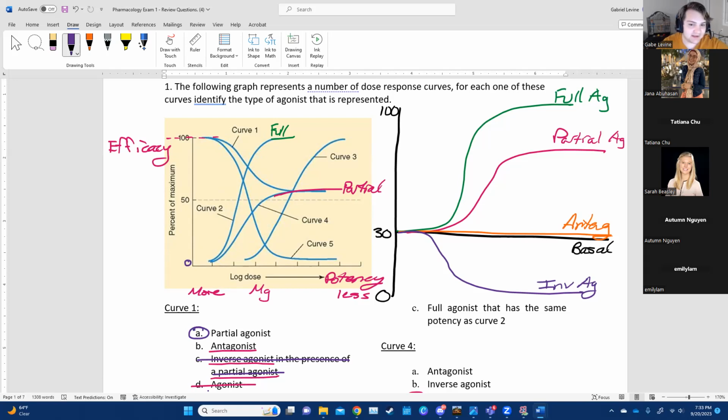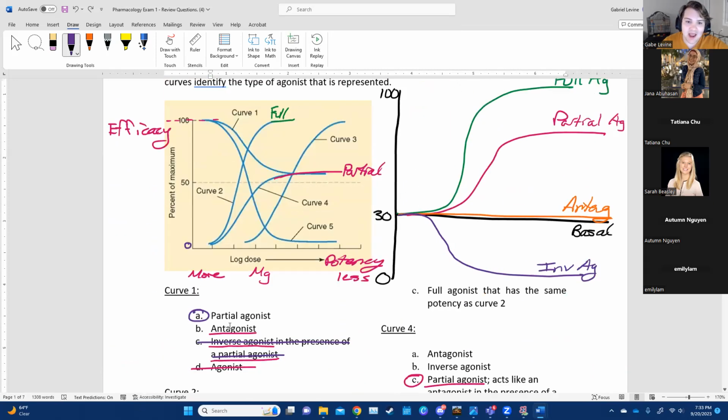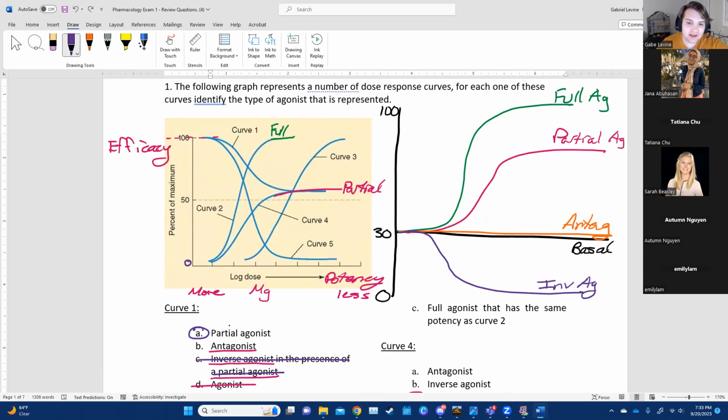Why not antagonist? Because remember that at extremely high doses of an antagonist, it is going to move the activity down to the basal amount. It's going to go all the way down. But as the doses increase, we see that it stops here at this partial amount, which matches the response of the partial agonist. Totally.